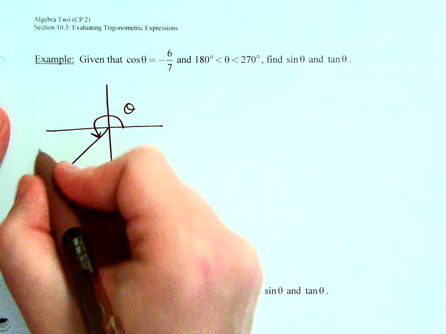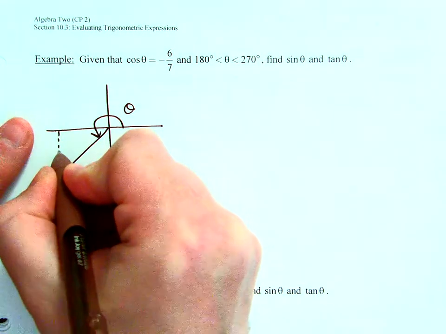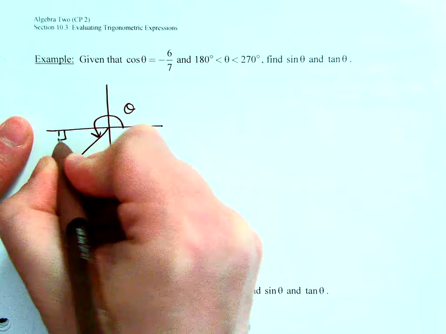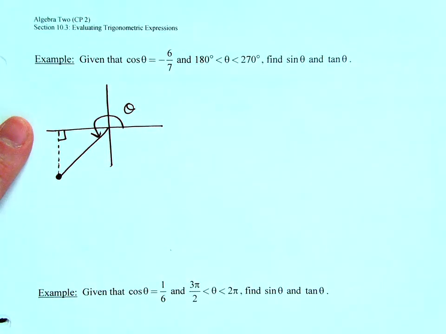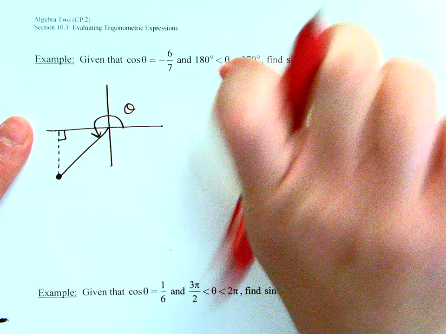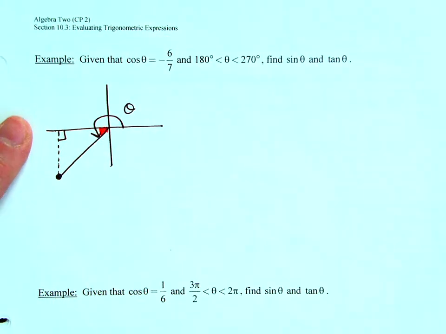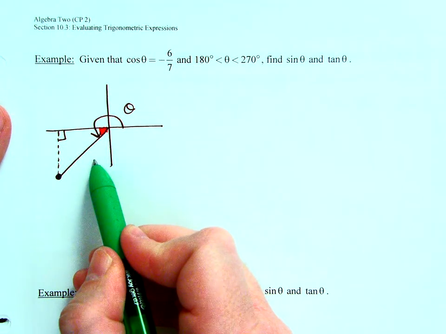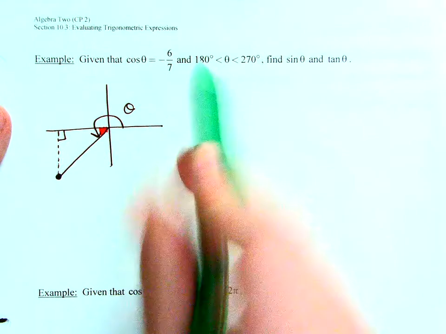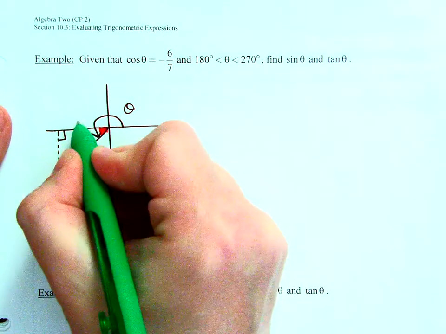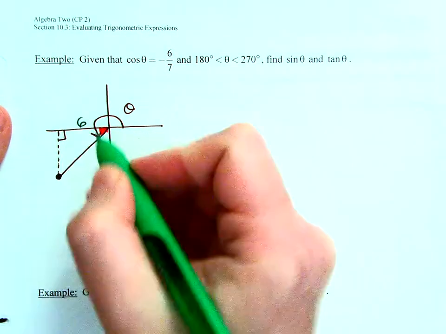I want to make a right triangle with the x-axis. Right angle over there. And I'm going to highlight my reference angle, which in this case is that. Using the reference angle, I'm going to fill in my sides. Cosine is adjacent over hypotenuse. Ignore the negative over there. We'll deal with that later. But my adjacent will be 6, and my hypotenuse will be 7.